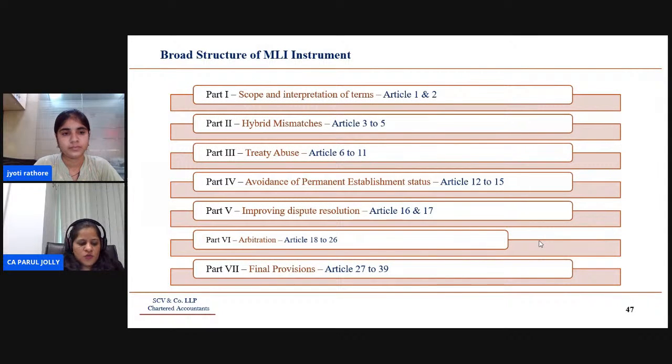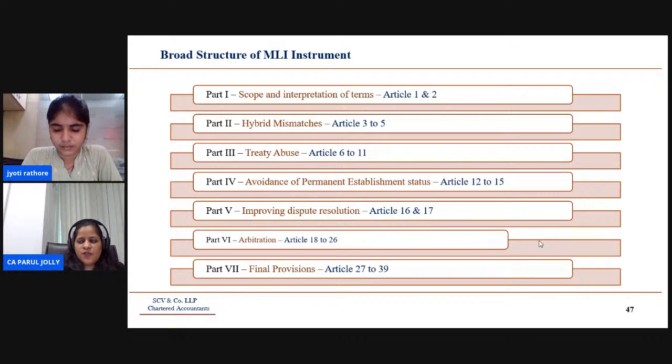This is the broad structure of the MLI instrument. Part 1, Article 1 and 2, as in the DTAs, deals with the scope of the MLI document and the definition of certain terms. Article 3 to 5 deals with hybrid mismatches. When we say hybrid mismatches, we mean situations concerning transparent entities, dual residency, or the elimination of double taxation. And as I mentioned, MLI includes the provisions which relate to treaty abuse.